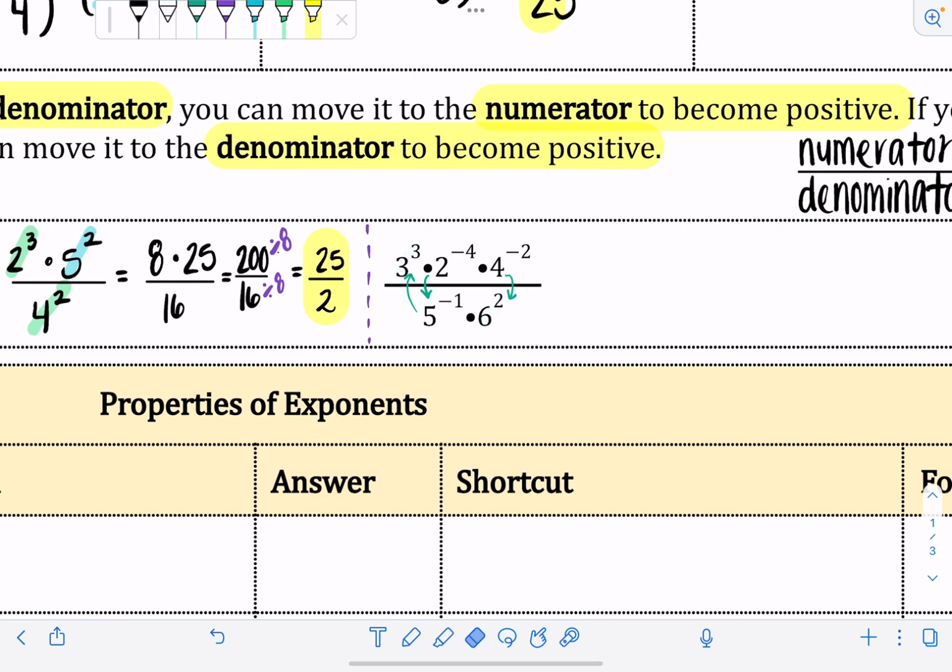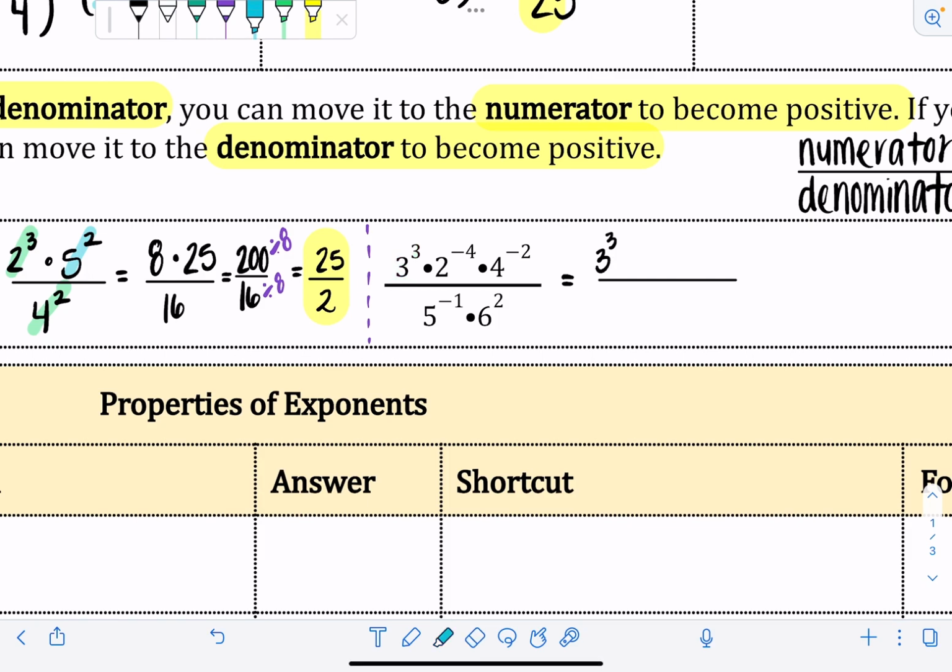So we have a lot going on. We're going to go piece by piece. I'm going to just set up my fraction bar so we can go left to right and fill things in. So I'm going to start in the numerator. So I have this 3 to the third power, and it's positive. It has a positive exponent, so that's going to stay in the same spot.